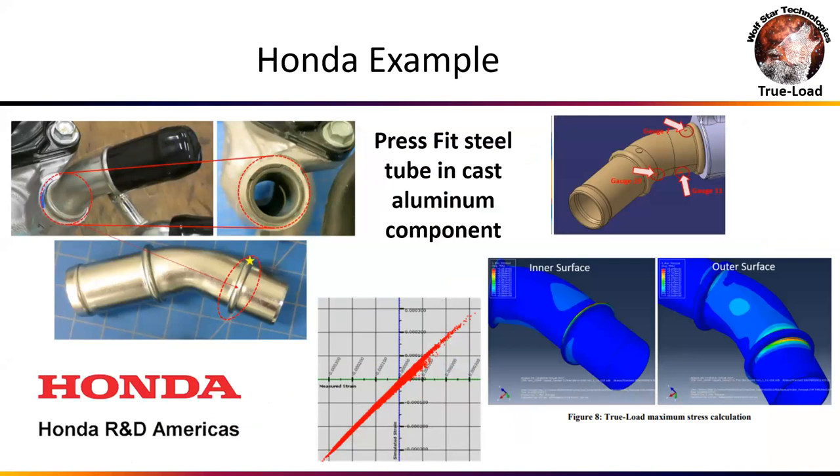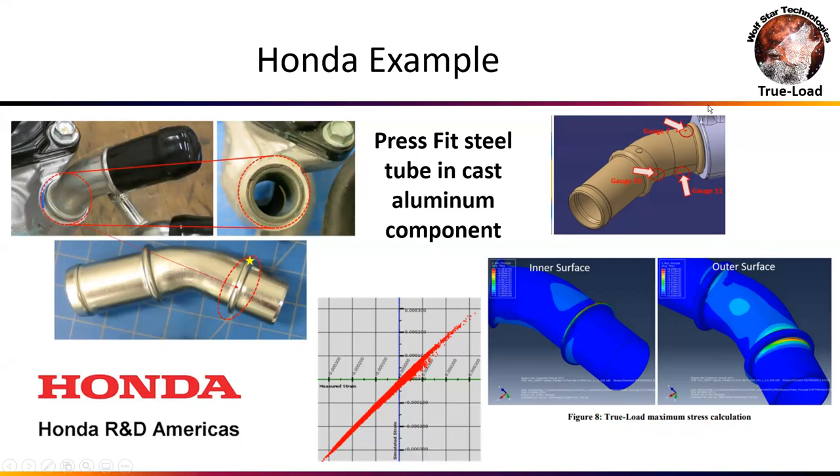So we've got a number of examples here that I want to go through. This is an example from Honda. Honda had these oil passages on their engines here, and they had some cracking issues on one of the flanges here. And so the loading is so complex, they couldn't do this using normal means. So they used TrueLoad here, and they applied strain gauges on the oil passageway here in the engine and ran the engine through their normal duty cycle.